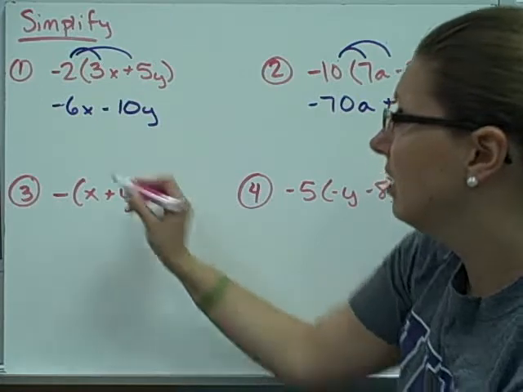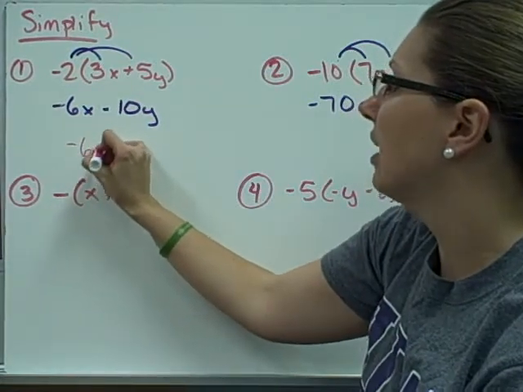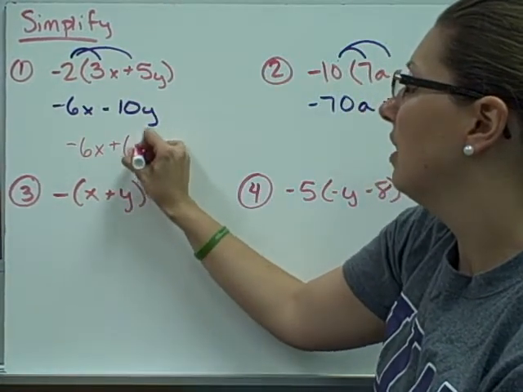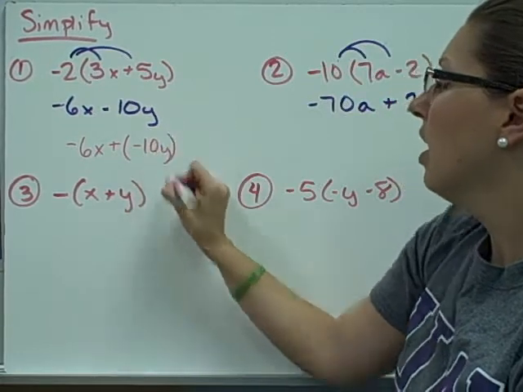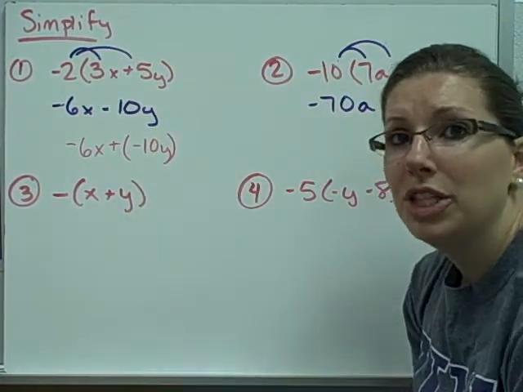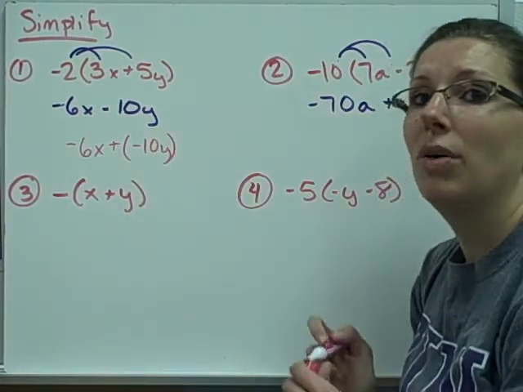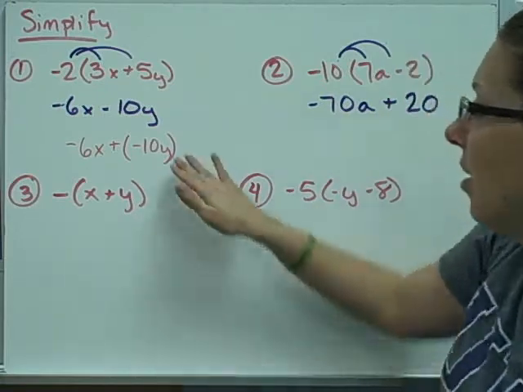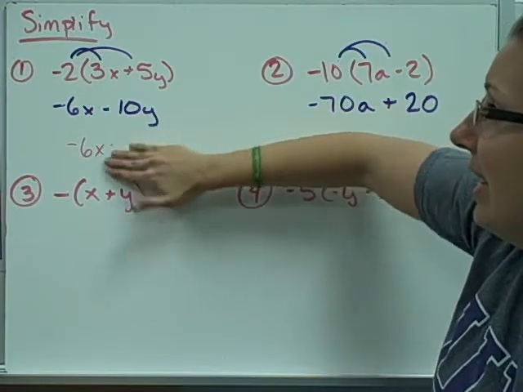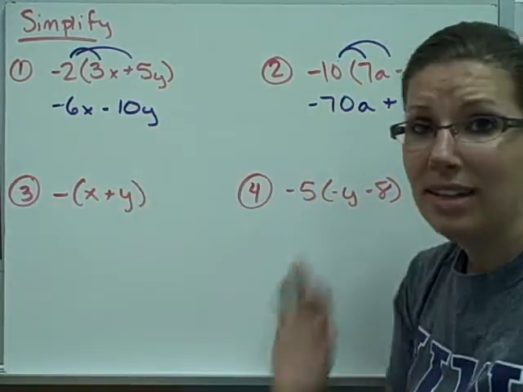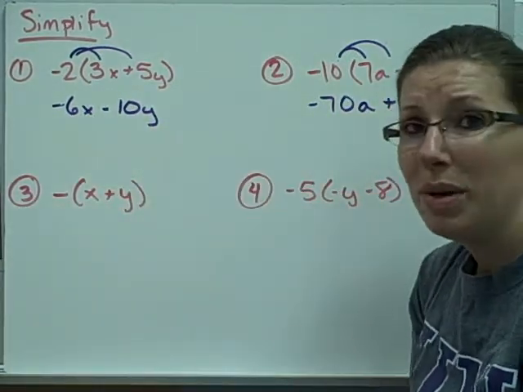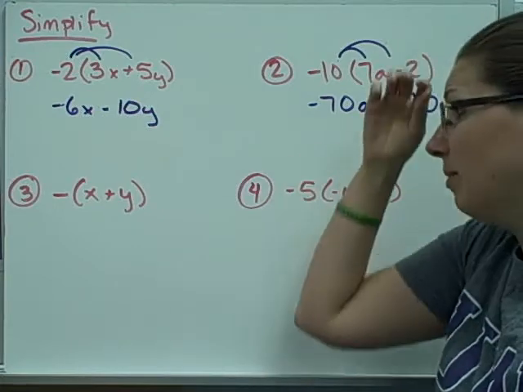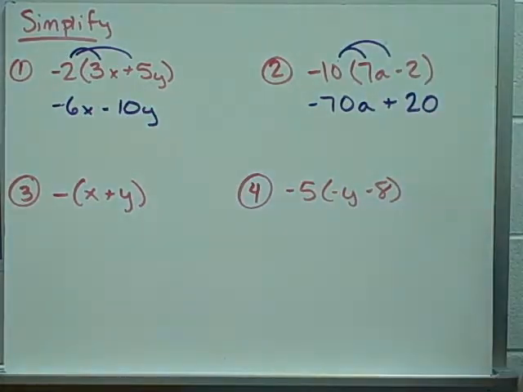I could write negative 6x plus negative 10y, but I'm trying to write my answer in simplest form. So I want the least amount of numbers and symbols as possible. So what I've got here is exactly the same as what I wrote before, but it's in simplest form. It's using the least amount of numbers, letters, and symbols.